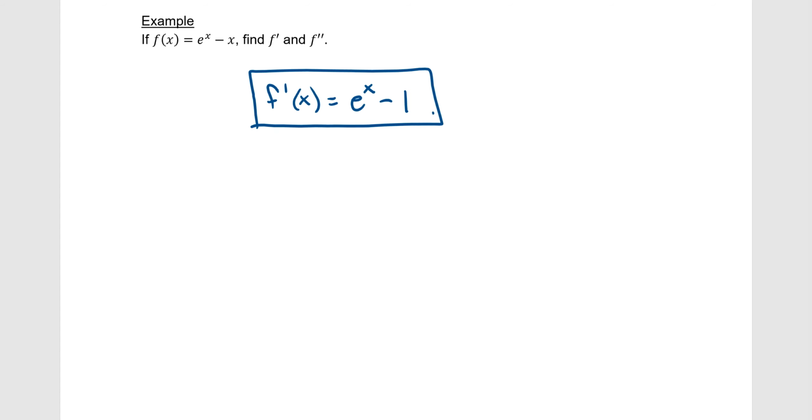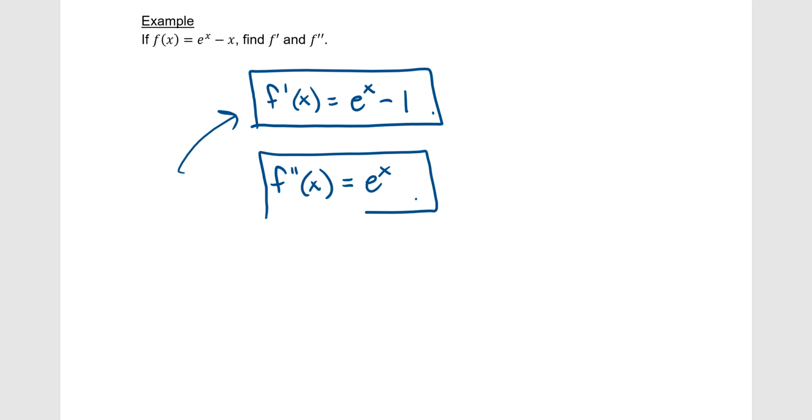And now let's do f double prime, the second derivative. So now we're taking the derivative of the first derivative. The derivative of e to the x is e to the x. The derivative of negative 1 is 0 because it's a constant. So f double prime of x is just equal to e to the x.